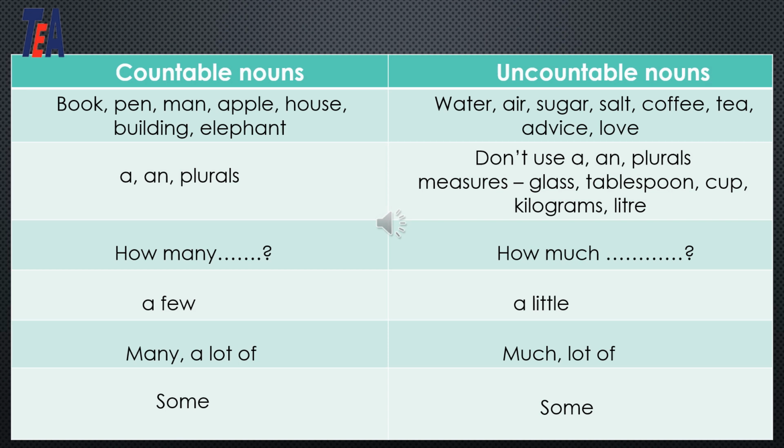For example, we can say a glass of water or 2 glasses of water, 4 kilos of sugar, or a cup of tea or 2 cups of tea, and so on. Or we can use units of volume or weight like kilograms, ounces, and liters. This is how we talk about the quantity of uncountable nouns.